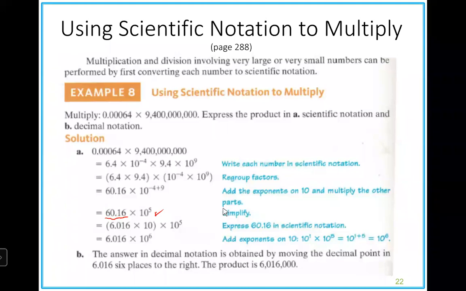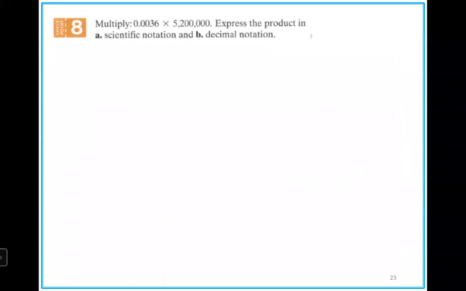I want you to try this one, which is similar. First you're going to convert the two numbers to scientific notation, do your multiplication, and then give your answer in scientific notation and also in decimal notation.